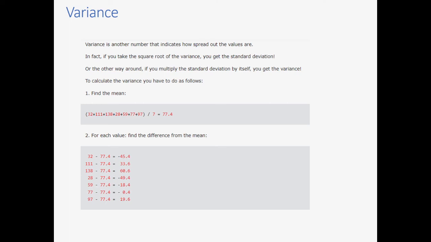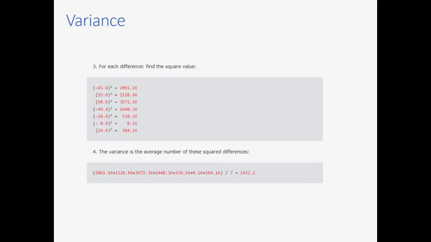To calculate the variance, you have to do as follows. First we find the mean. What we did here is we added the values and divided by 7, so we have here the mean. Then for each value, we subtract the mean, so we have the following values. This is how we manually get the variance. Then for each difference, find the square. So we get the squares, and then get the average of the squares. So that's the variance.